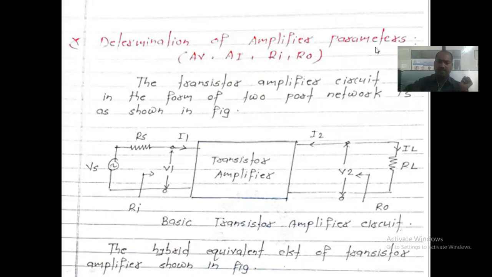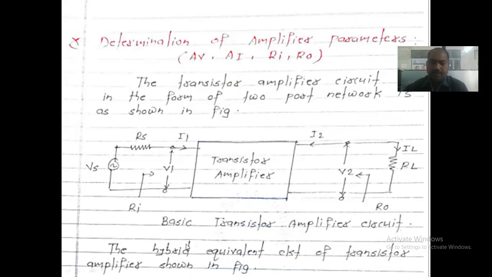See, the transistor amplifier circuit in the form of a two-port network, as shown in the figure. See, this is the transistor. This is not only a transistor circuit, this is the transistor amplifier circuit, right? Transistor amplifier circuit indicates how the transistor is used as an amplifier, what its parameters are, and how to find them, so we have to see the formulas for that.